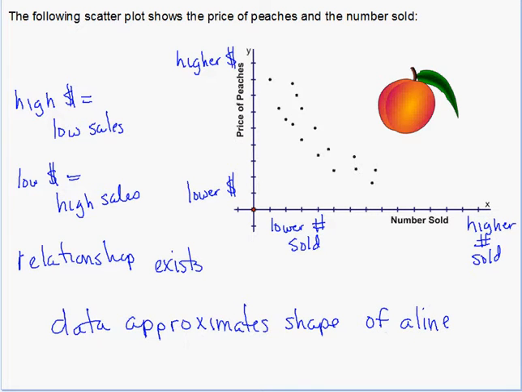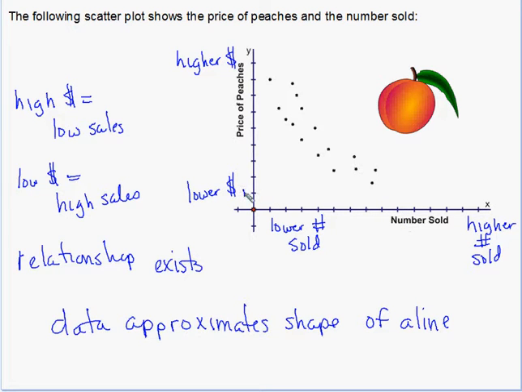Just by plotting these points, if I looked at all the prices per the sales as ordered pairs, and I just looked at this list of numbers, I wouldn't necessarily be able to look at it and say, yes, there's a relationship there. But when I put it on a scatter plot and I can see it visually, I can say, oh yeah, look, that is a definite relationship. When the price is lower, the sales are higher. Price is low, sales are high.